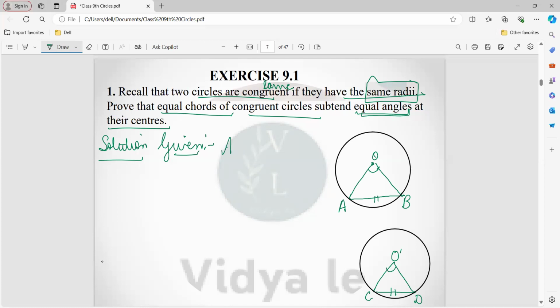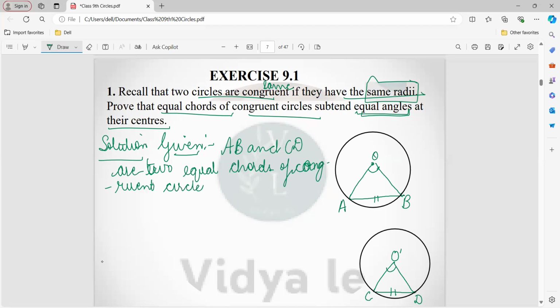So, given: AB and CD are two equal chords of congruent circles. We say congruent circles because only in congruent circles are the radii the same. With centers O and O dash respectively. So the first circle has center O and the second circle has center O dash.